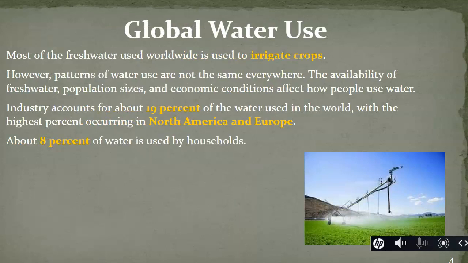Okay, so when we talk about our global water use, again, most of it is in agricultural use, and we're using that to irrigate our crops. You can see in this picture a system that a well-developed farm has to irrigate their crops.